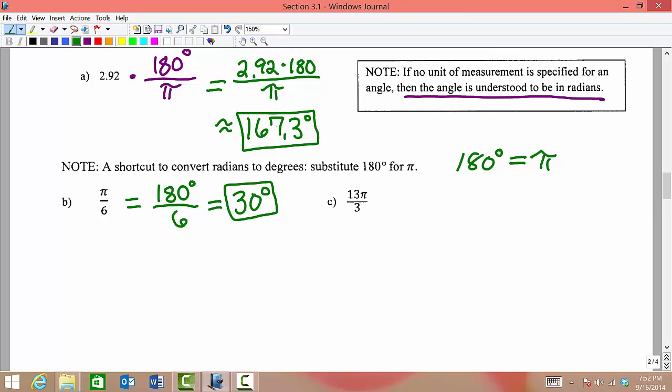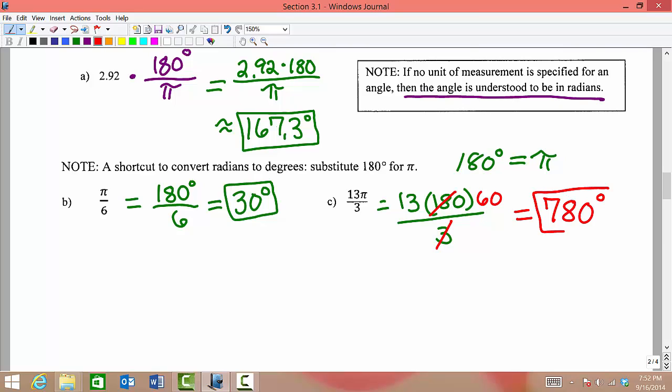So here we have 13 times pi divided by 3. So I can do a quick, easy conversion by doing 13 times 180 divided by 3. 3 goes into 180 60 times. So I'm really doing 13 times 60. And I put that into my calculator, I get 780 degrees.